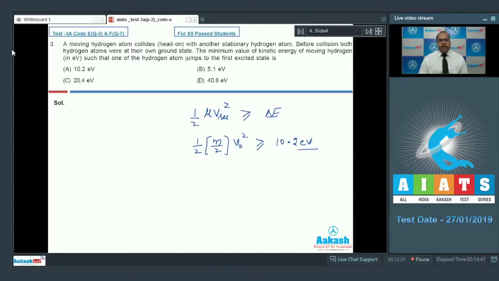So from this I can find out the kinetic energy of the moving hydrogen atom, that is half into m into v naught square, that is greater than or equal to 20.4 electron volt. Now in the question it is asked to calculate minimum value of kinetic energy of moving hydrogen atom. So the minimum value would be written as 20.4 electron volt. So option C is the correct answer. Let's move to question number 4.